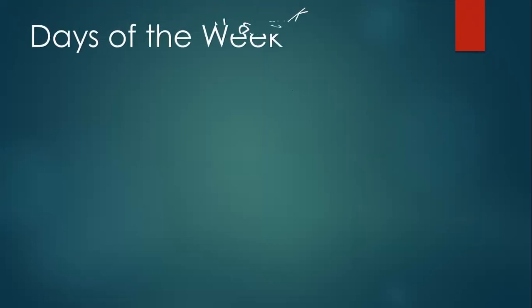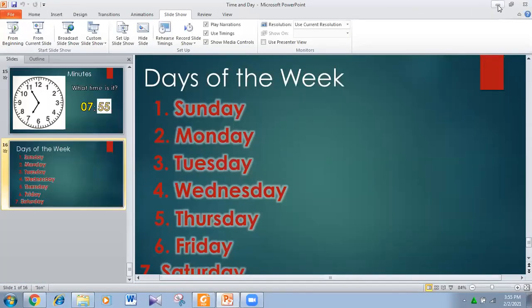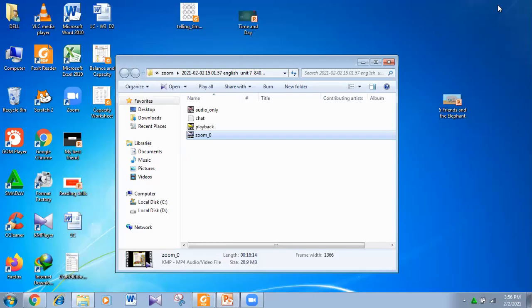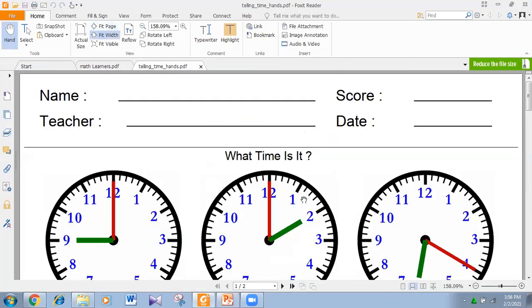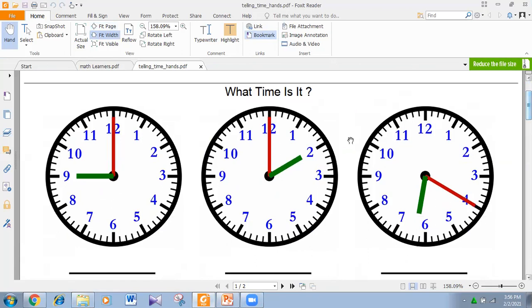Okay, the next topic of ours is days of the week that we are going to start in the next class. For the meanwhile, we are going to solve okay, here. What time is it?